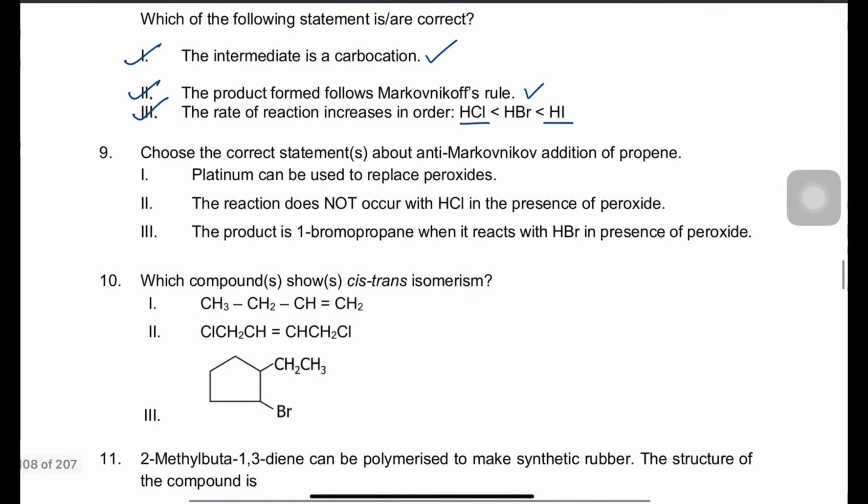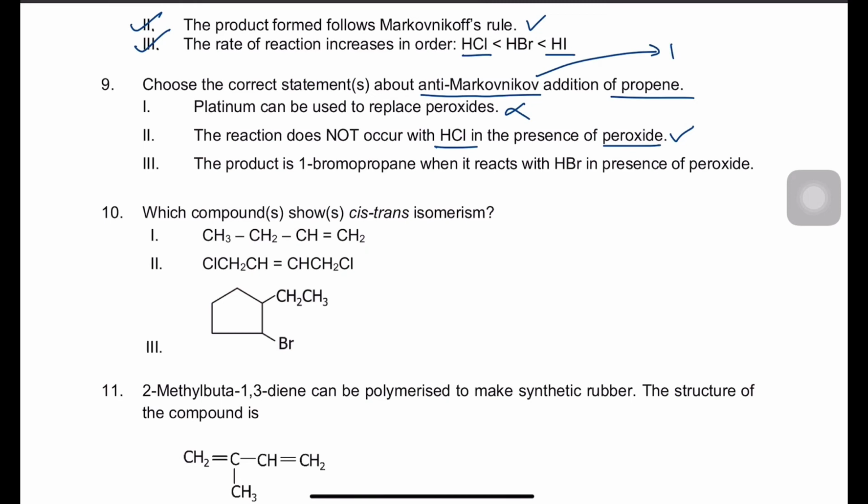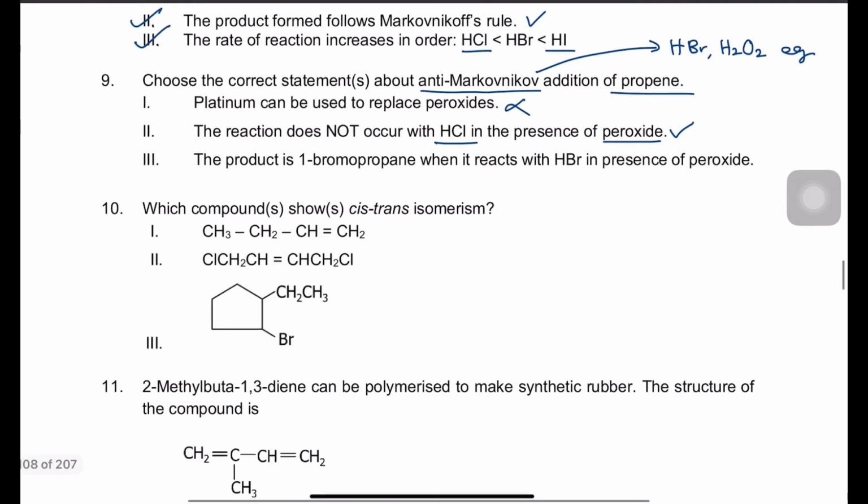Right, question number 9. Choose the correct statement about anti-Markovnikov addition to propene. So, platinum can be used to replace peroxides? No. The reaction does not occur with HCl in the presence of peroxide? Yes. Anti-Markovnikov only occurs when HBr is used together with a peroxide. For example, the product is 1-bromopropane when it reacts with HBr in the presence of peroxide.